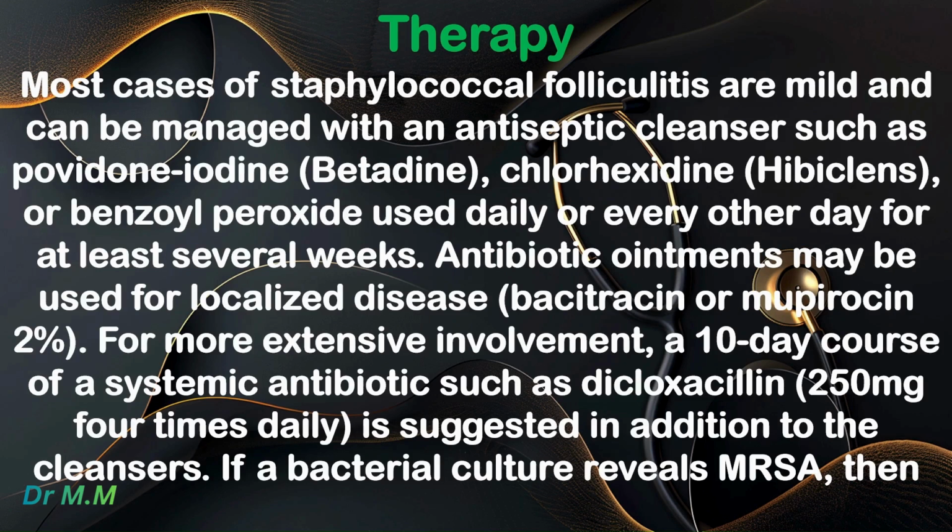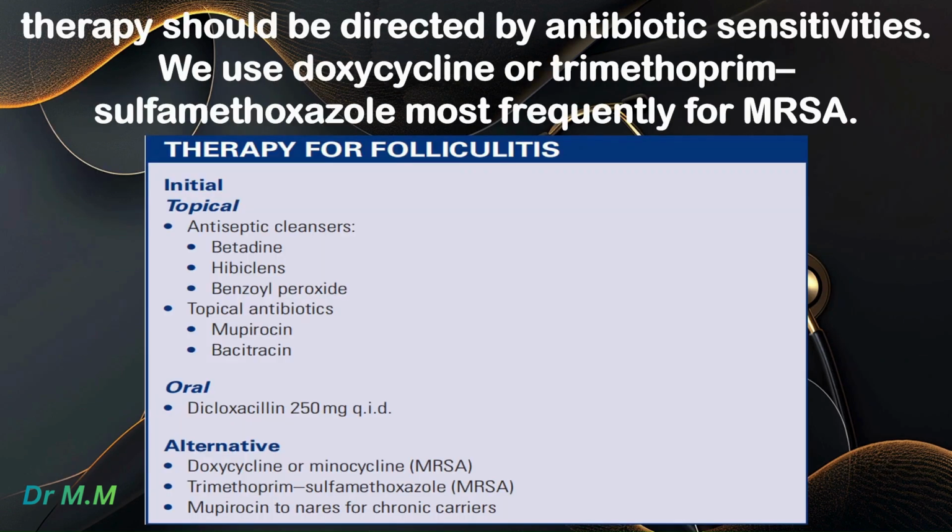Therapy. Most cases of staphylococcal folliculitis are mild and can be managed with an antiseptic cleanser such as povidone-iodine, Betadine, chlorhexidine, Hibiclens, or benzoyl peroxide used daily or every other day for at least several weeks. Antibiotic ointments may be used for localized disease, bacitracin or mupirocin 2%. For more extensive involvement, a 10-day course of a systemic antibiotic such as dicloxacillin, 250 mg 4 times daily, is suggested in addition to the cleansers. If a bacterial culture reveals MRSA, then therapy should be directed by antibiotic sensitivities. We use doxycycline or trimethoprim-sulfamethoxazole most frequently for MRSA.